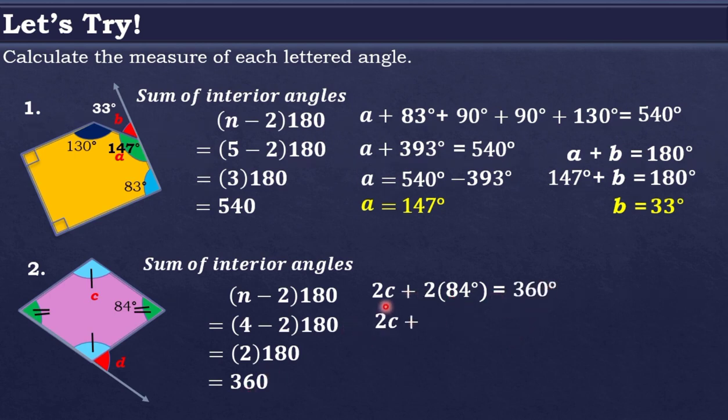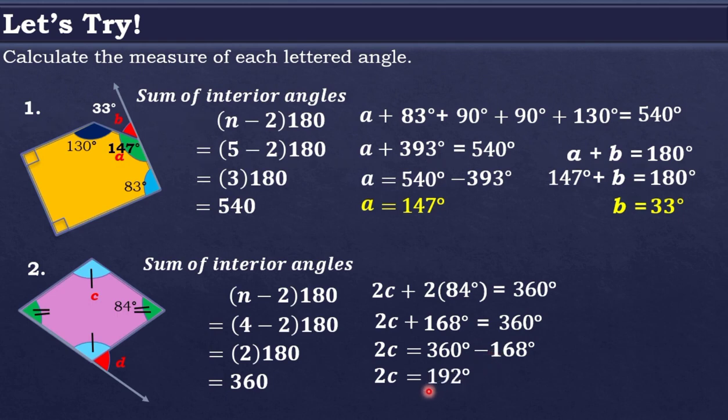So, i-times natin, we have 2C, 2 times 84, that is 168 degrees, is equal to 360. So, 2C is equal to 360 minus 168, so 2C is equal to 192 degrees. So, paano natin makukuha yung C? Divide natin both sides by 2. So, makukuha po natin 192 divide 2. We have 96.